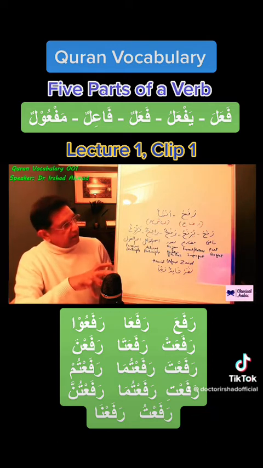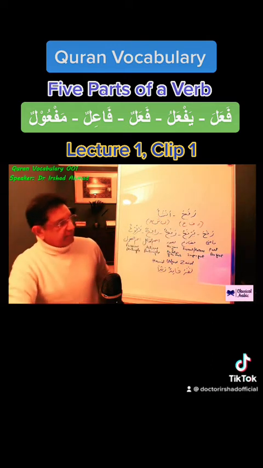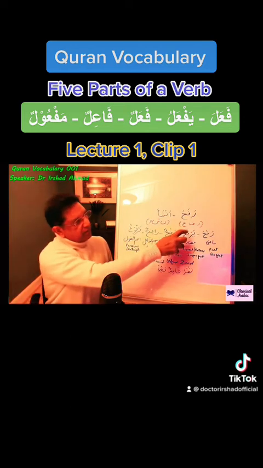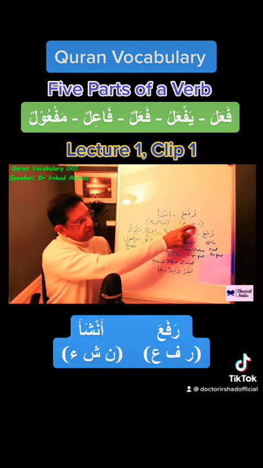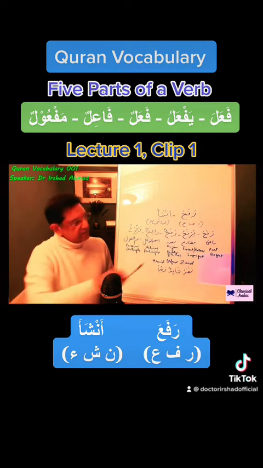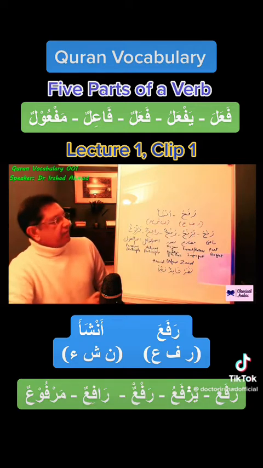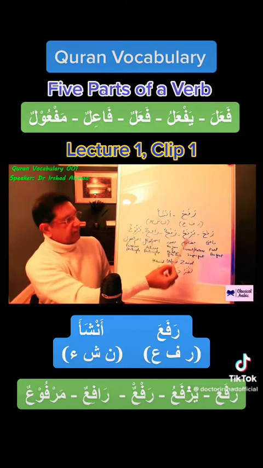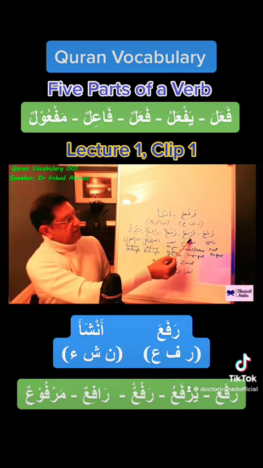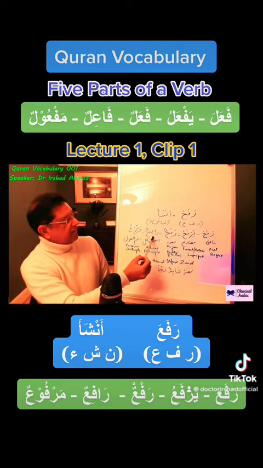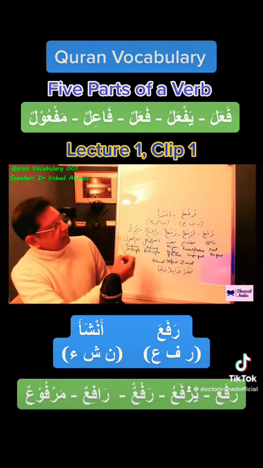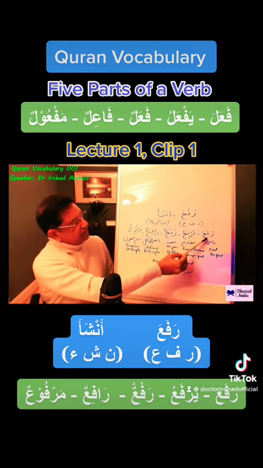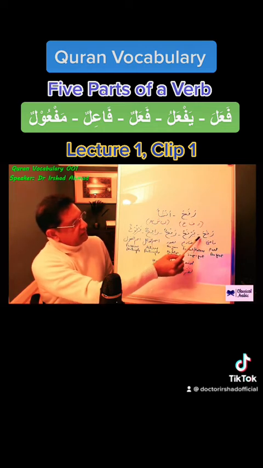From this rafa'a, quite a lot of words could be made from this root, which is ra, fa, ain. We are going to focus only on these five words, which are rafa'a, yarfa'u, raf'un, rafi'un, marfu'un. So these two are fail. This is fail madi and this is fail mudare.